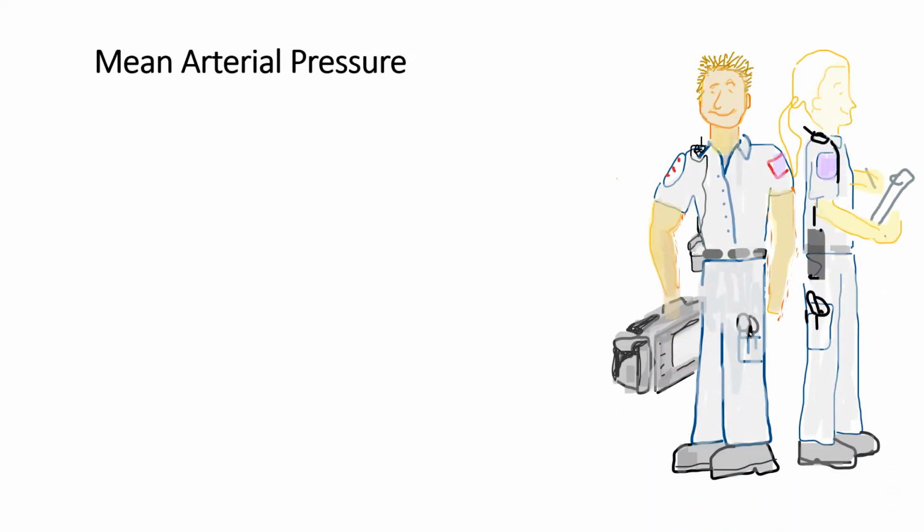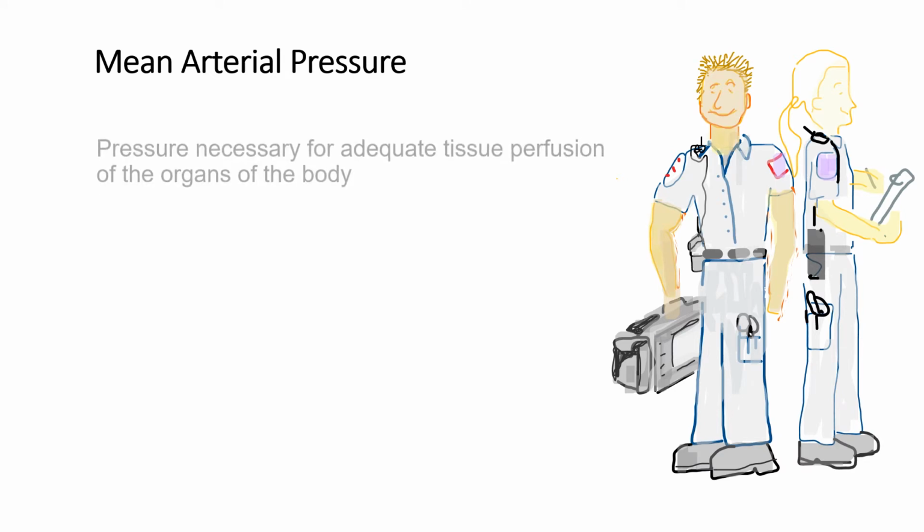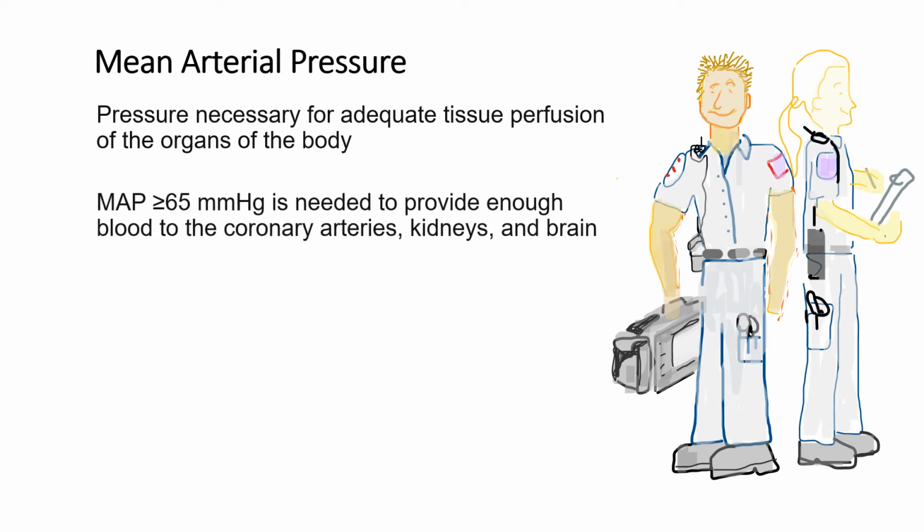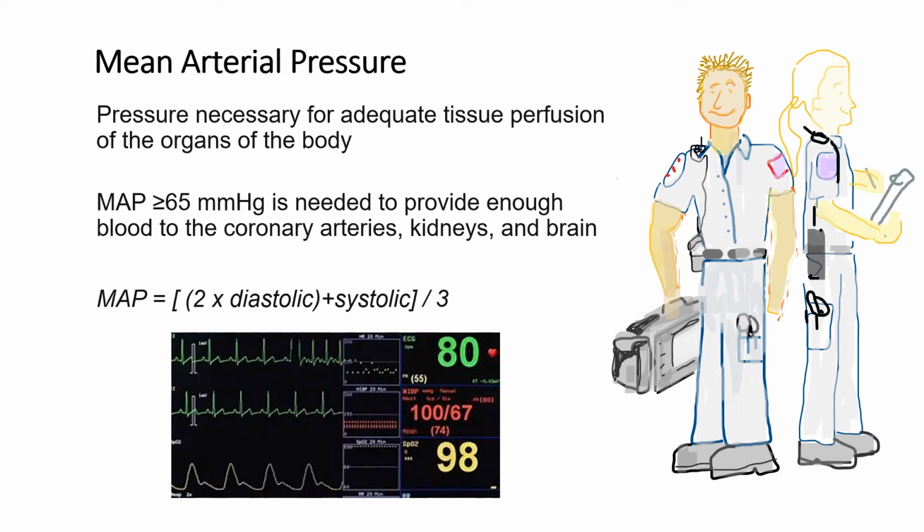Another value that we have to determine the adequacy of pressure of blood in the human body is the mean arterial pressure. This is the pressure necessary for adequate tissue perfusion of the organs of the body. A MAP of greater than or equal to 65 millimeters of mercury is needed to provide enough blood to the coronary arteries, kidneys, and the brain. We can determine this value by taking 2 times the diastolic, adding that to the systolic blood pressure, and dividing that value by 3. Or, a more subtle way, is on most cardiac monitors, you will have your blood pressure, and below that number in brackets or parentheses will be the MAP.